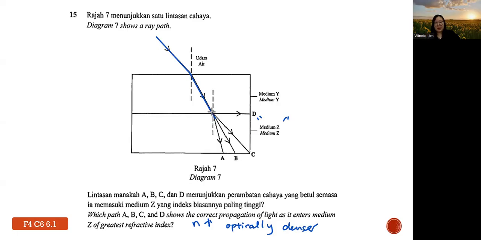Then from here, same thing. If there is no bend, they'll just go straight, right? But they bend towards the normal. So obviously your answer is what? A for this question.